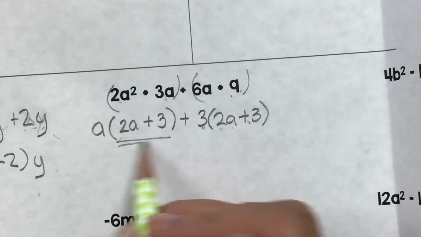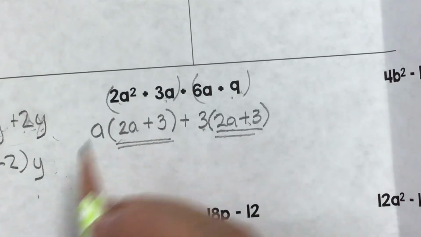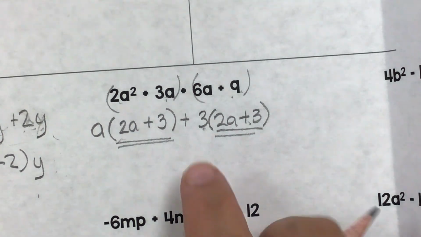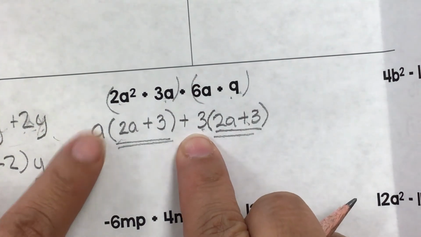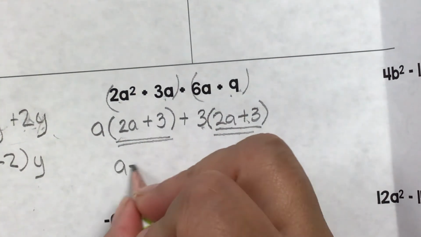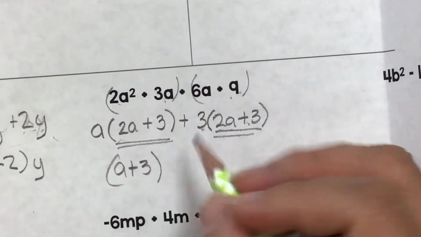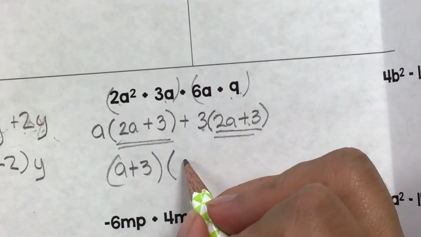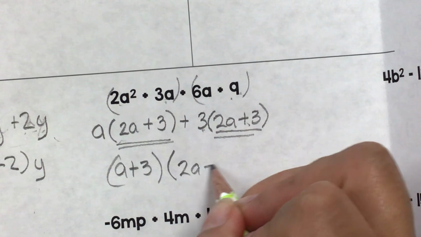And look again, it happens again. These are the same. That means we can factor it out of both. One parentheses has a plus 3. And the other set of parentheses has 2a plus 3.